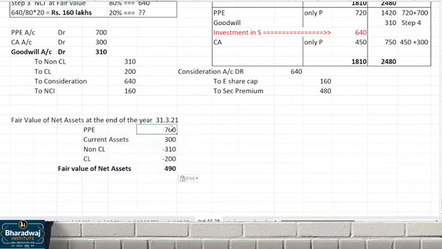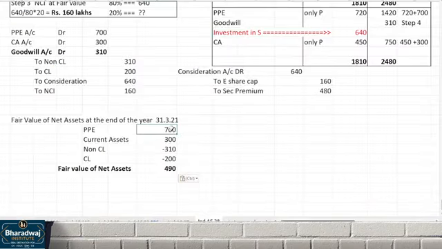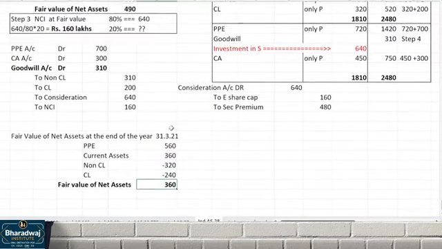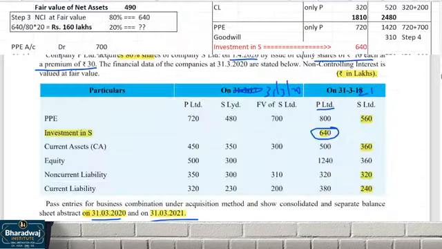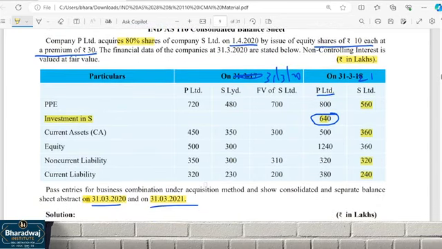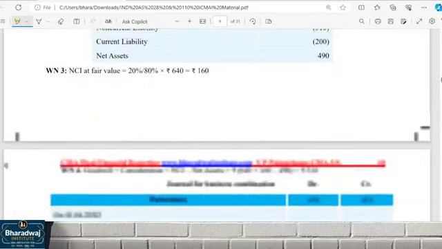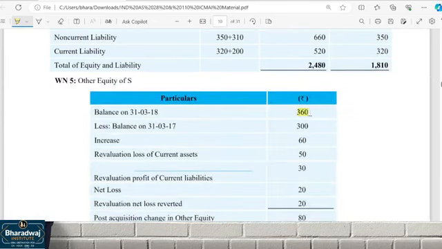Tell me, how much is there? PPE how much? 560. Then current assets, non-current liability, current liability. What is the fair value of net assets at the end of the year? How much have they given? They have given 360. Fair value of net assets at the end of the year is 360. Is anything missed out? Because they have given some other wrong working, we'll check that also. 360.